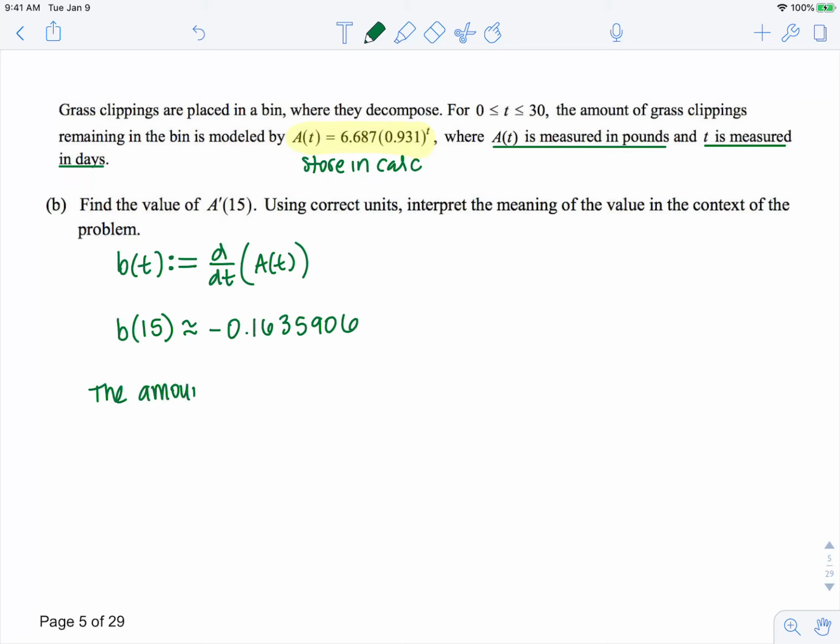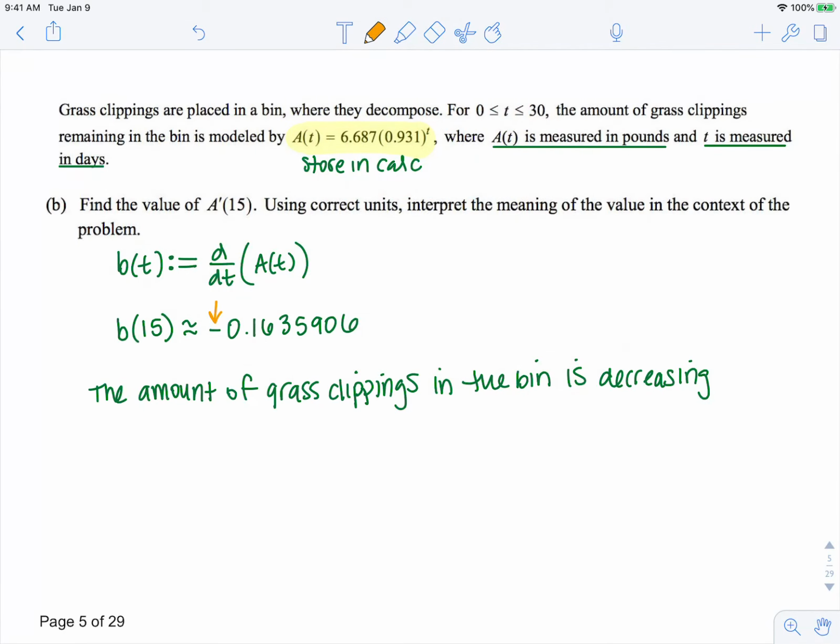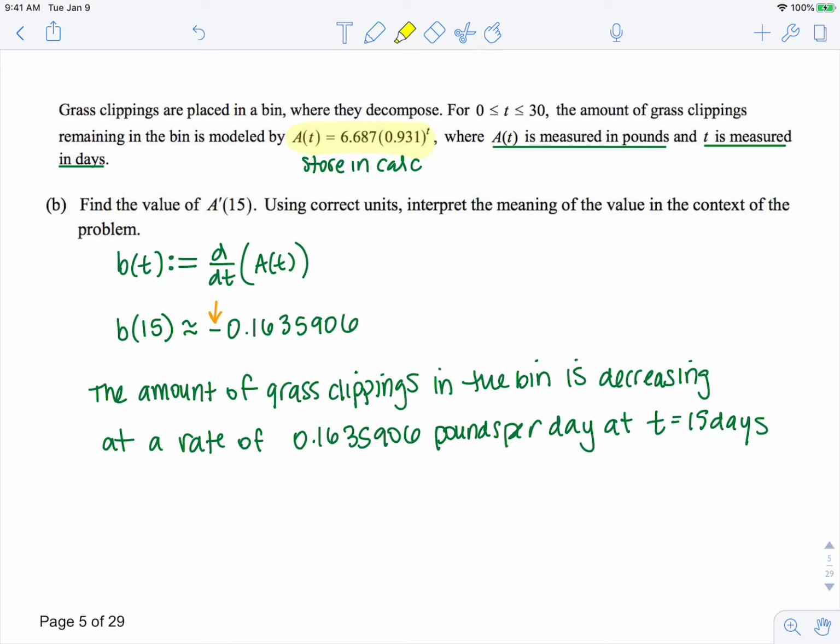The amount of grass clippings in the bin is decreasing, because this is negative, at a rate of 0.16635906 pounds per day at t equals 15 days. So we used our calculator to find this derivative, and then we interpreted the meaning in context.